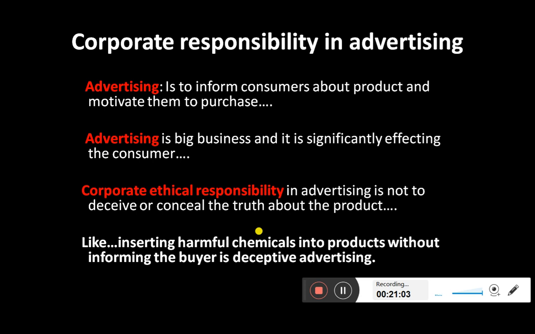There shouldn't be hoodwinking, is it? And the advertisement should contain full, clear information about the product. They shouldn't conceal or hide information from the customer. For example, inserting harmful chemicals into products without informing the buyer is deceptive advertisement.